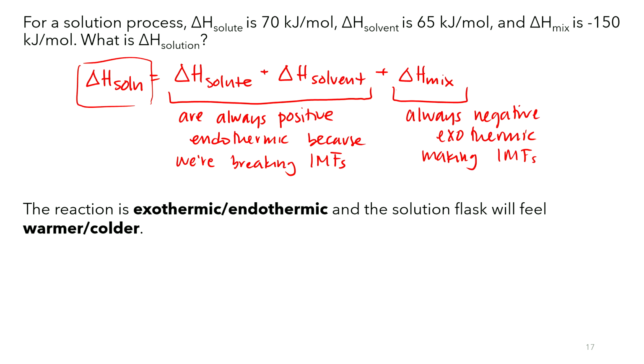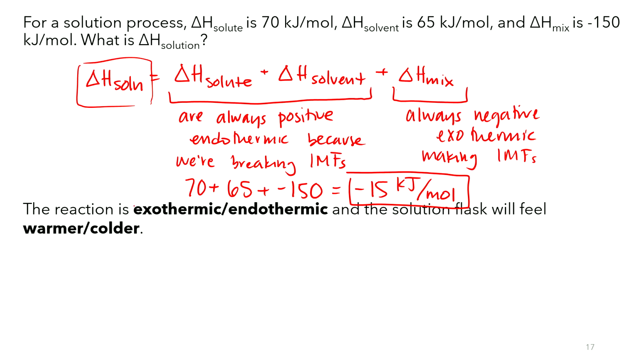So in this case, it's just plugging in numbers. It's 70 plus 65 plus a negative 150. That gives you a negative 15 kilojoules per mole for the overall process, which means it's exothermic, which means heat is released. So this should feel warmer. When I put the solute and solvent together, I must have formed strong intermolecular forces. That lowers the potential energy of the system.